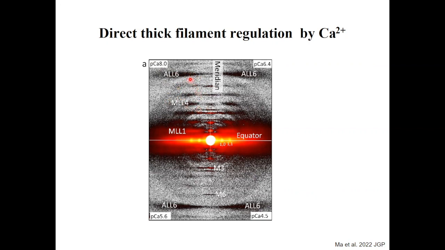But for this, you just look at it qualitatively. So this is the resting condition. As we increase the calcium concentration, things become dimmer. Then all the way at pCa 4.5, almost all the layer lines are gone. But if you look at the actin layer line, ALL6, which is from actin, it's relatively constant. That means the amount of material in the beam, or the thin filament structure, doesn't really change. The things that change are the myosin-based reflections.